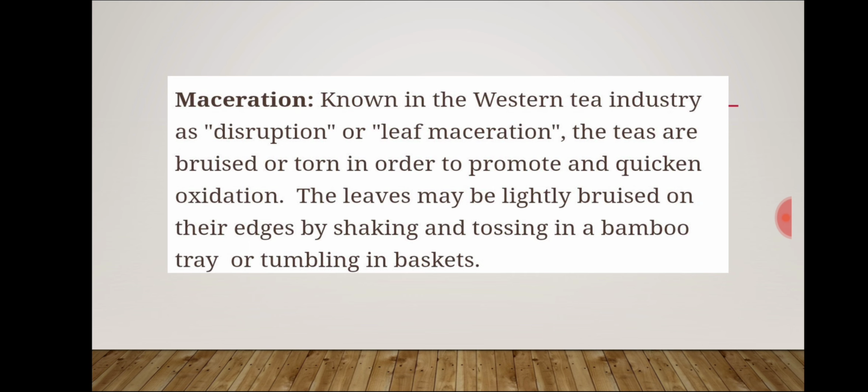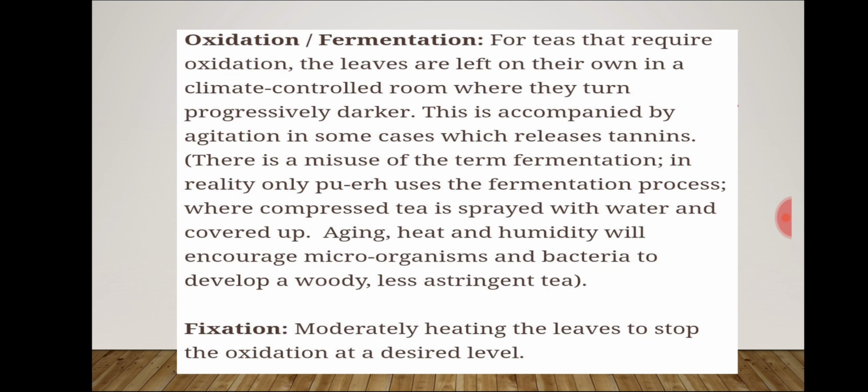Maceration. Known in the Western tea industry as disruption of the leaf, in maceration the tea leaves are bruised or torn in order to promote and quicken oxidation. The leaves may be lightly bruised on their edges by shaking and tossing in a bamboo tray and tumbling in baskets.